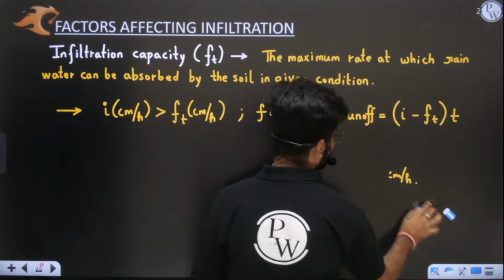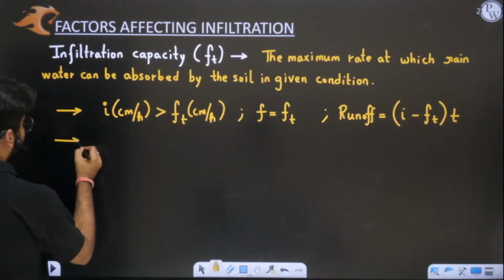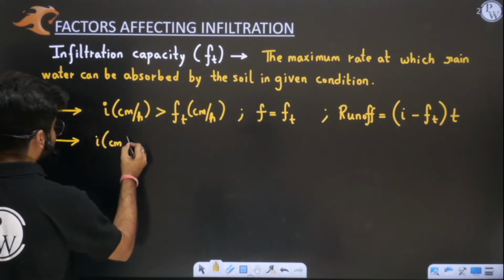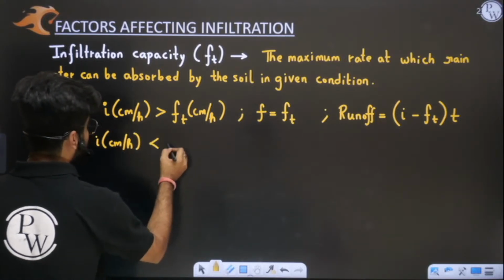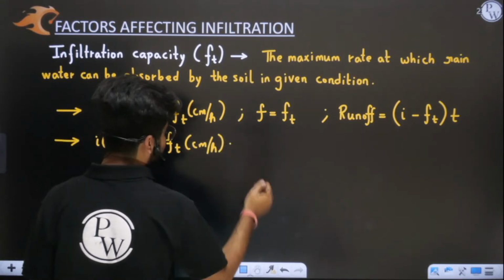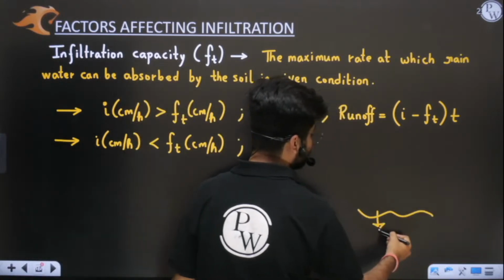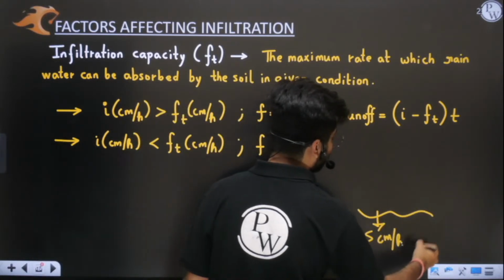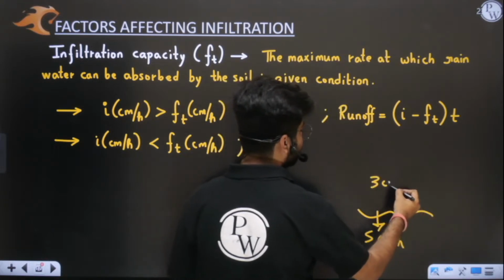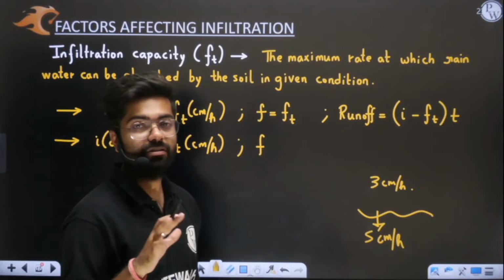Now, the second case is, let us say, the intensity of rainfall is less than the infiltration capacity. So what will happen in that case? Let us take an example. The soil can absorb, let us say, 5 centimeter of water per hour, but rainfall is happening at only 3. Only 3 rainfall is happening. So tell me what will happen.